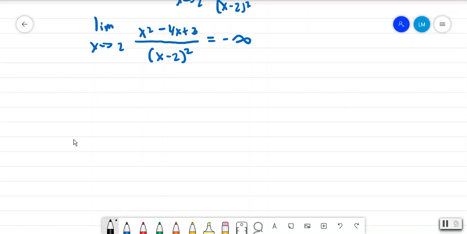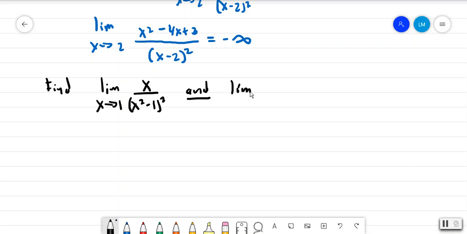Okay, now if we look at another example where we want to find, let's say, the limit as x approaches 1 for x divided by x squared minus 1 squared. But I don't want to just find that one. I want to find another: the limit as x approaches negative 1 for x divided by x squared minus 1 squared.